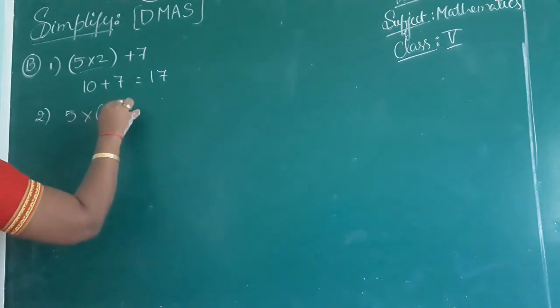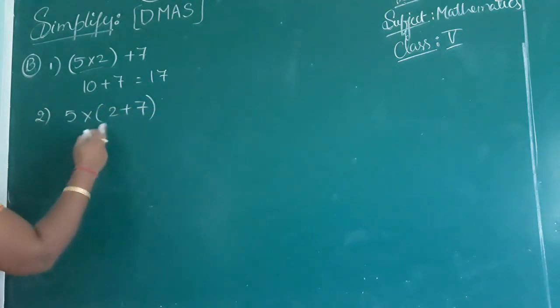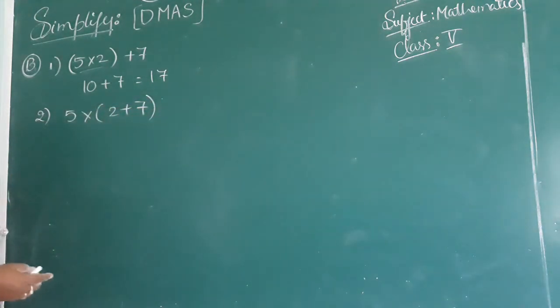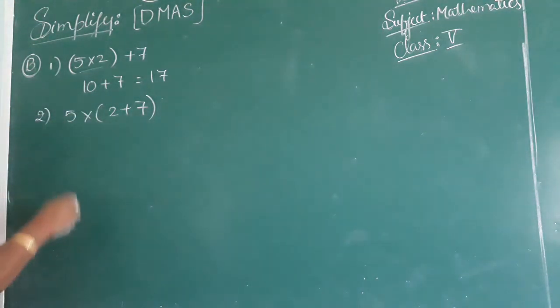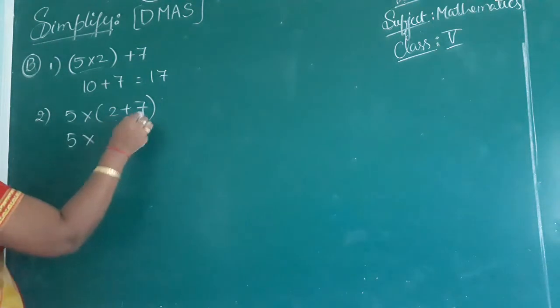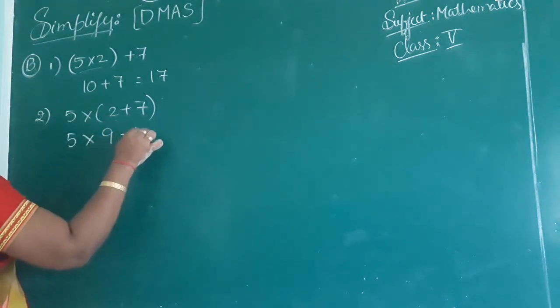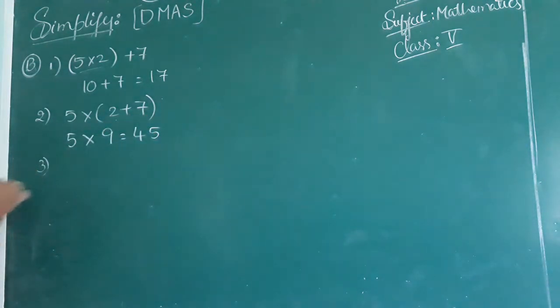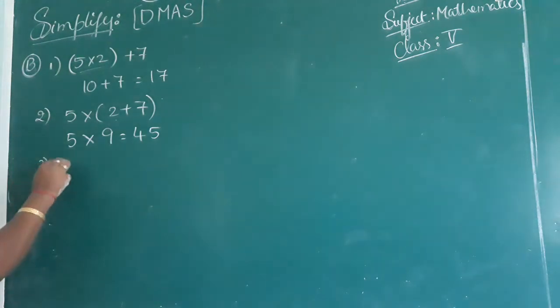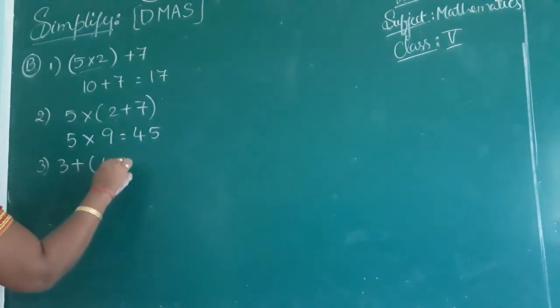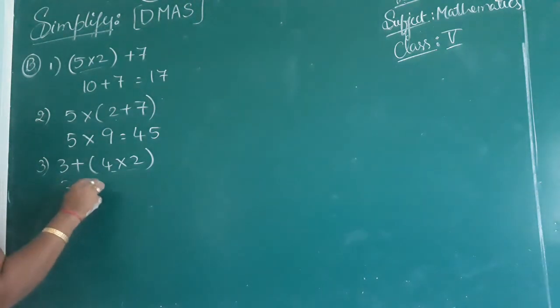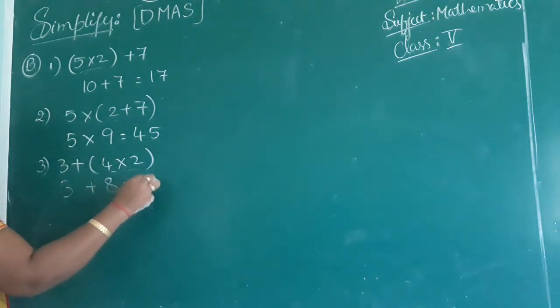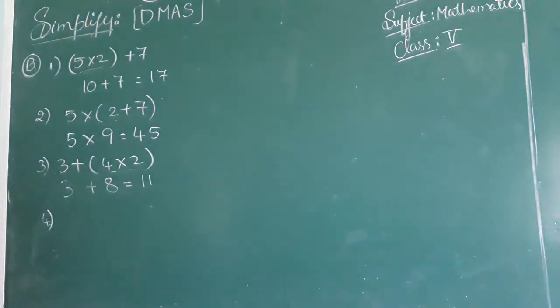See the second one. 5 into 2 plus 7. Why they gave the bracket means first you have to simplify the number which was given inside the bracket. Okay children? 2 plus 7, 9. 5 nines are 45. See the third one. 3 plus 4 into 2. What are 4 twos? 8. So 3 plus 8. What is 3 plus 8? 11.